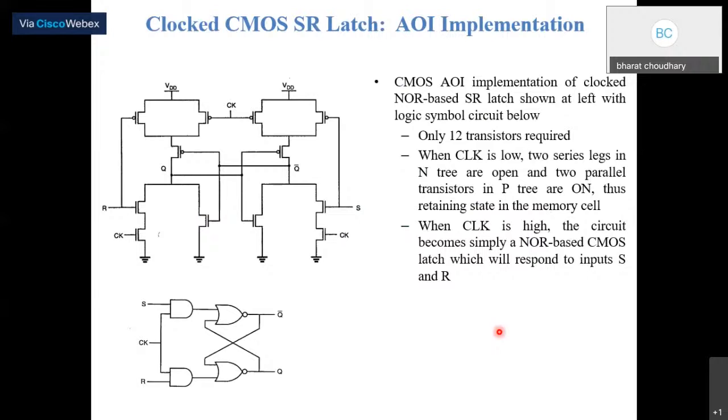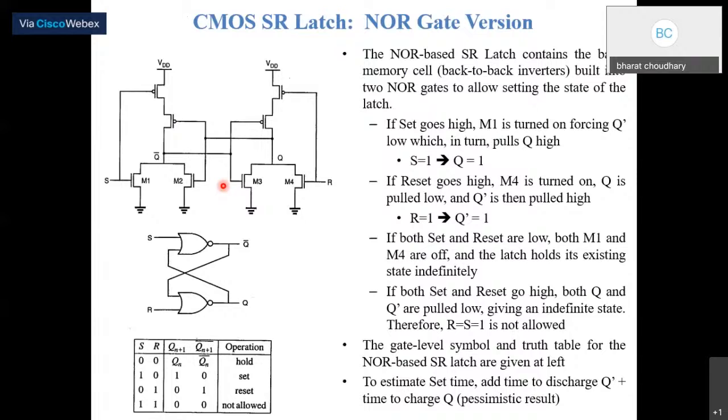Now another one is the clocked CMOS SR latch, and how it is implemented using CMOS gates. Here we are additionally applying the clock signal, and this circuit, as we have already discussed here.